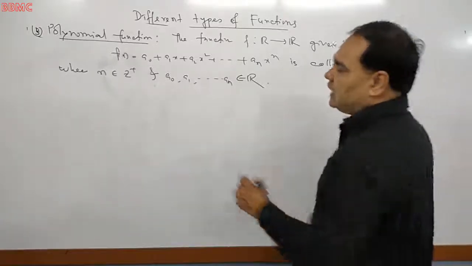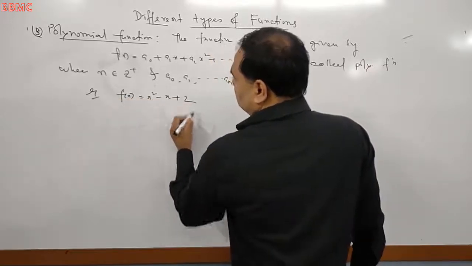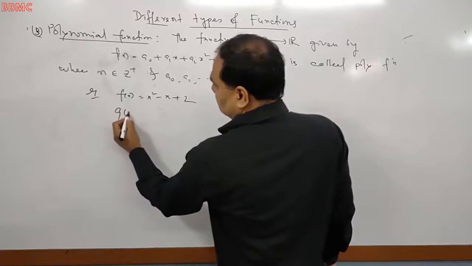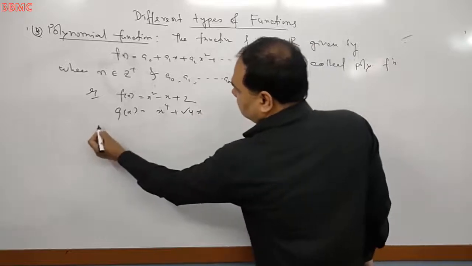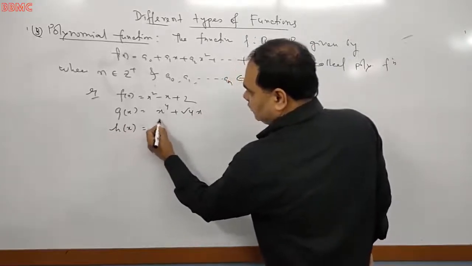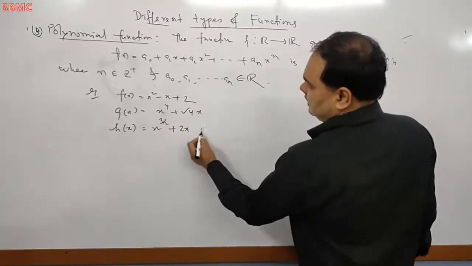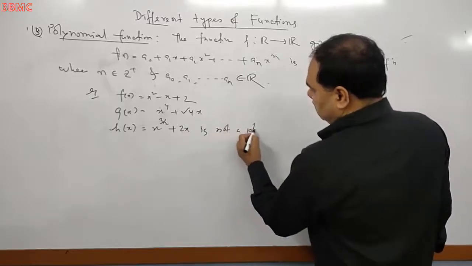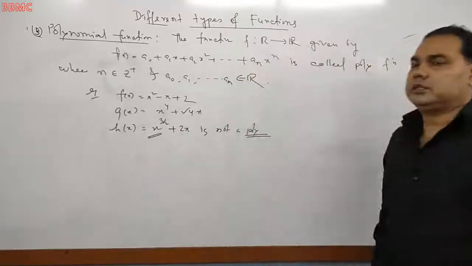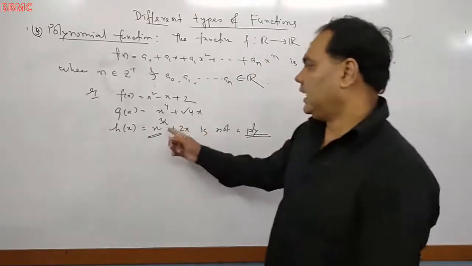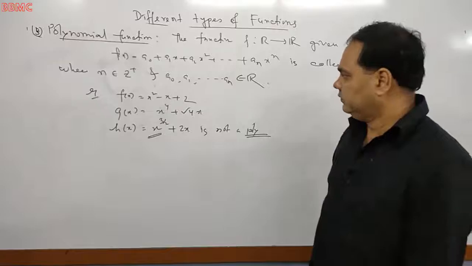Okay, so what is the example of a polynomial function? f(x) is equal to x squared minus x plus 2, g(x) is equal to x to the power 4 plus root 4x, but h(x) is equal to x to the power 3 by 2 plus twice x is not a polynomial. Why? x to the power 3 by 2. If the power is like that, then it will not be a polynomial function.